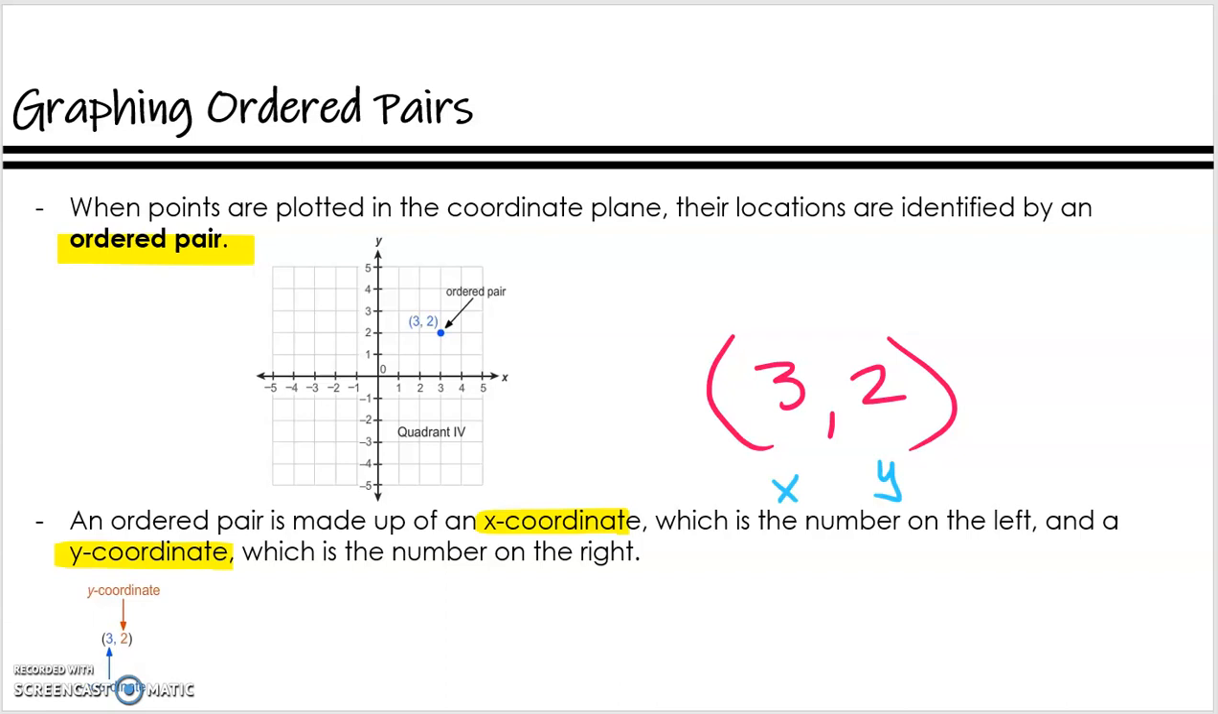And you can remember that x always comes first because x is first in the alphabet before y. Okay? So again, your first value tells you to go left or right, depending on if it's positive or negative. For this one, we went right 3. The second number tells us to go up 2 because it's positive 2.